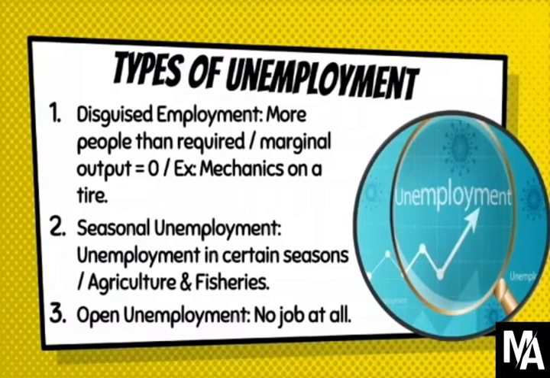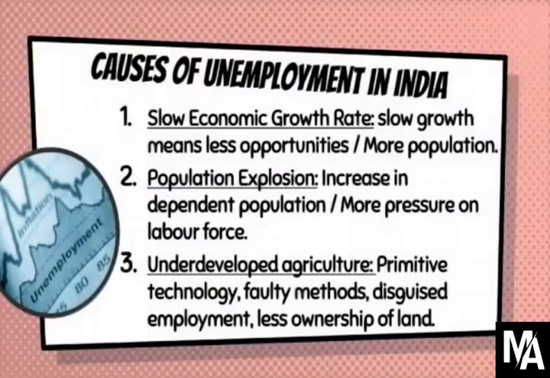And so the third type of unemployment is open unemployment. No matter what the season, no matter what your ability, capability or intelligence, you are not able to get a job at all. So these are the three kinds of unemployment, that is disguised unemployment, seasonal unemployment and open unemployment.